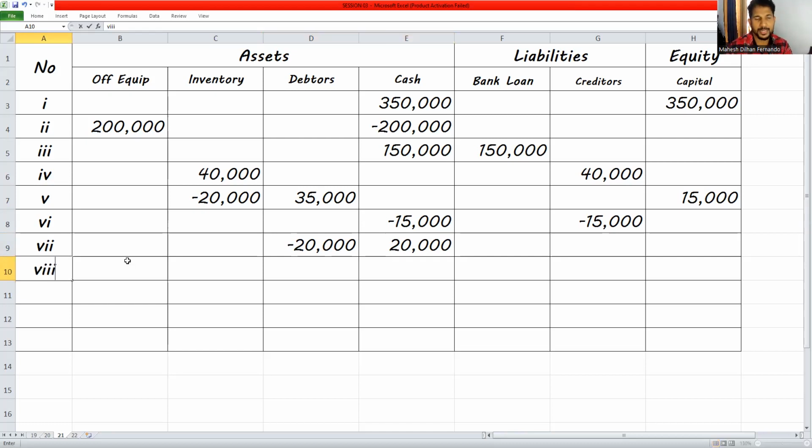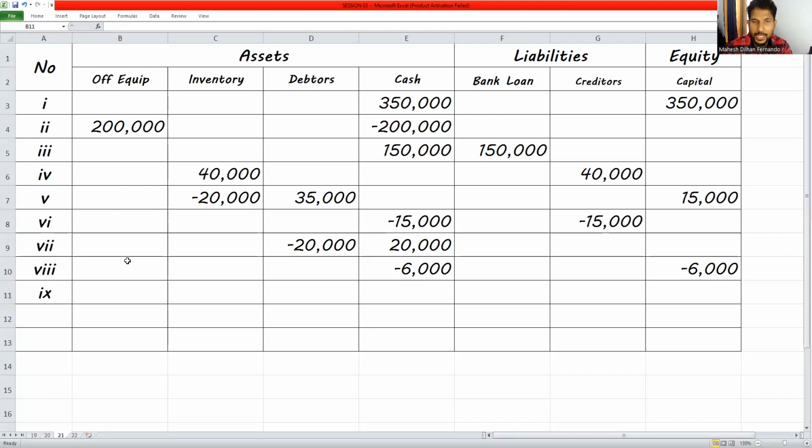Number 8. Paid 6,000 as the telephone bill of the business. This payment is made in cash. Cash minus 6,000. Cash decreases. And do you know, the telephone bill of the business, it is an expense for the business. Therefore, it is decreased from the equity, 6,000 deducted from the equity. Got it? Good. Number 9.